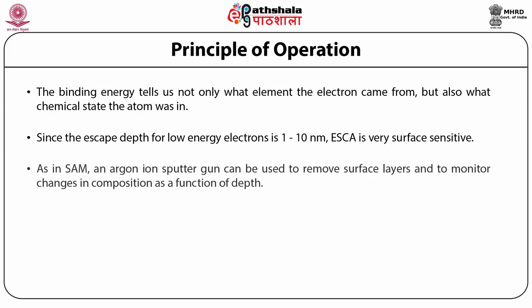Since the escape depth for low energy electrons is 1 to 10 nanometers, ESCA is very surface sensitive. As in SAM, an argon ion sputter gun can be used to remove surface layers and to monitor changes in composition as a function of depth.